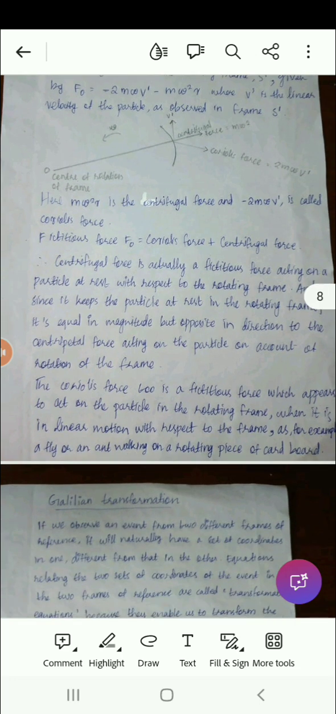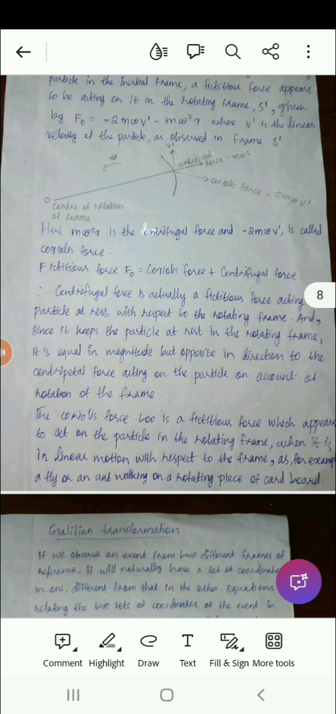And here we can see m omega square r is the centrifugal force, and minus 2m omega v dash is called the Coriolis force.